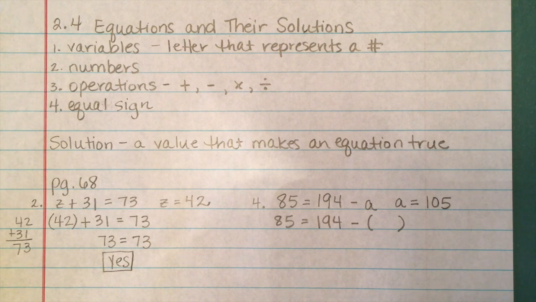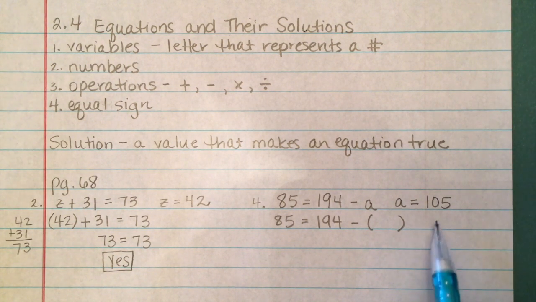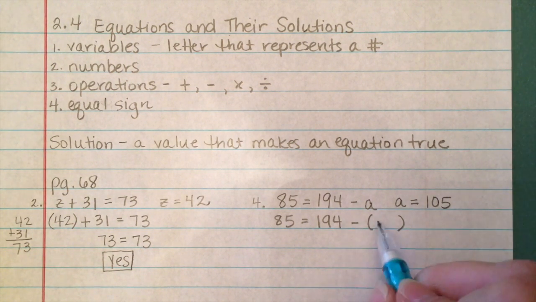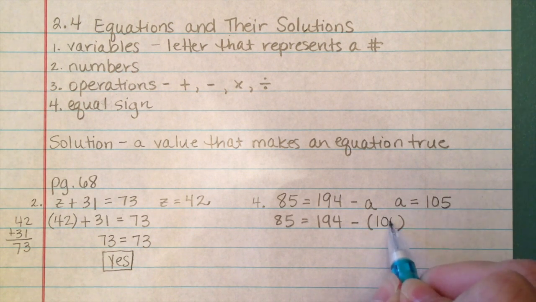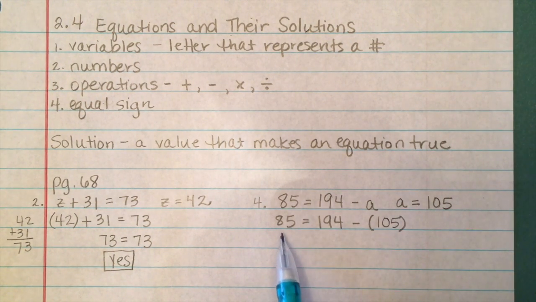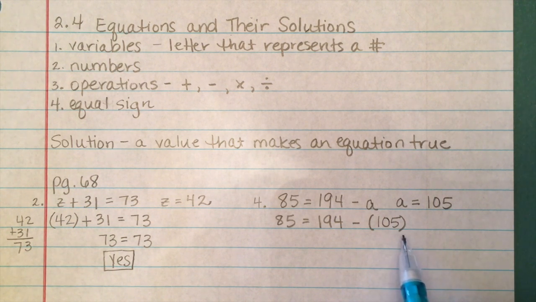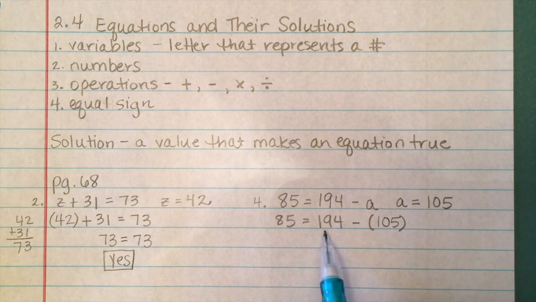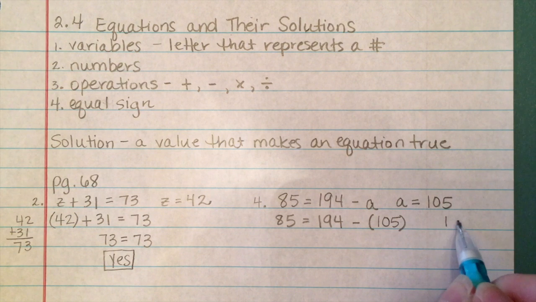So you're going to plug in 105 in place of A. So here in these parentheses, now we have 85 equals 194 minus 105. Well, now we need to see what 194 minus 105 is.